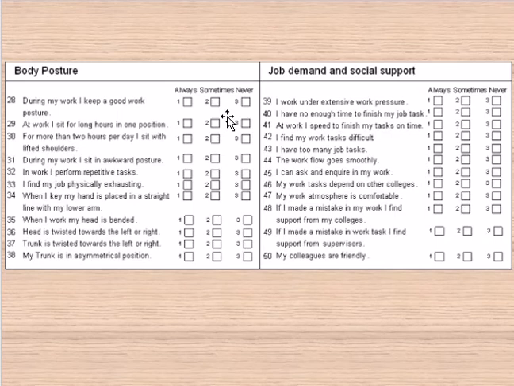Look at this. Body posture and job demands and social support. These are some questions that are asked and answers are graded as always, sometimes, and never. For example, during my work I keep a good work posture: always, sometimes, or never. When I work my head is bended: sometimes, always, never. And these are some sample questions.